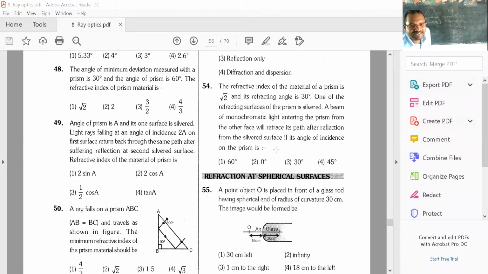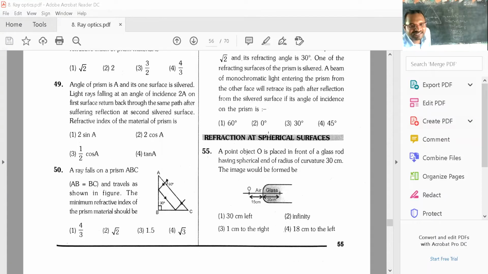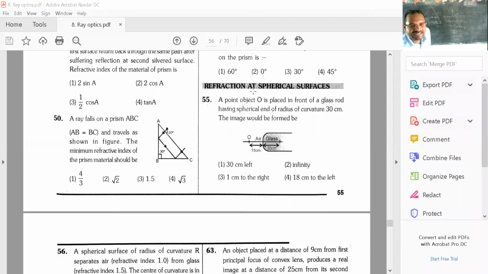Question number 54, done. Now I am going to question number 55. Now I am entering into the topic of refraction at a spherical surface. This is also an important topic, and JEE students, you should have more knowledge of this topic. Now I am going to read the question.